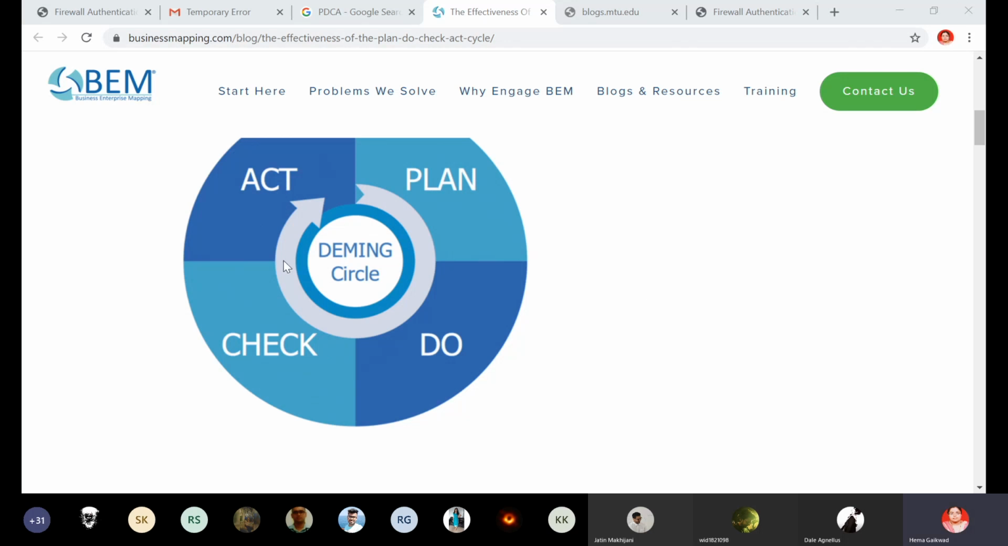Okay, so after PDCA, the next quality model is Six Sigma.